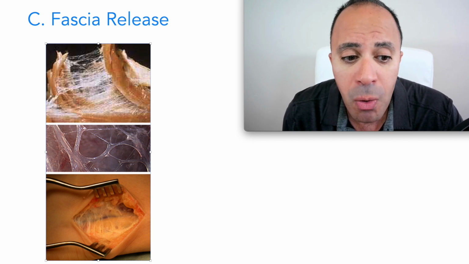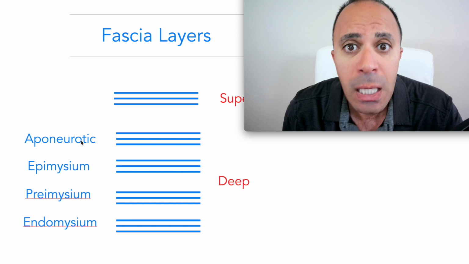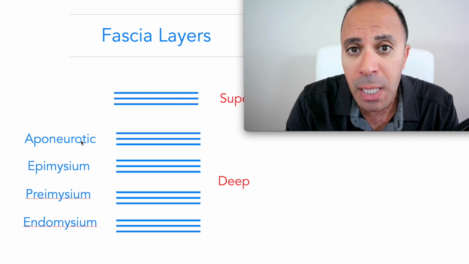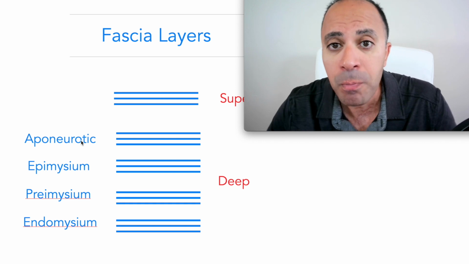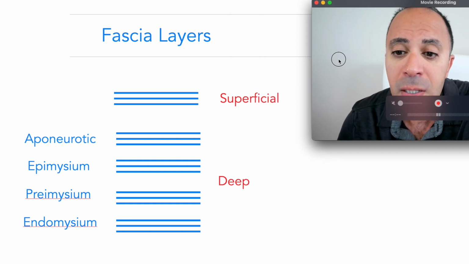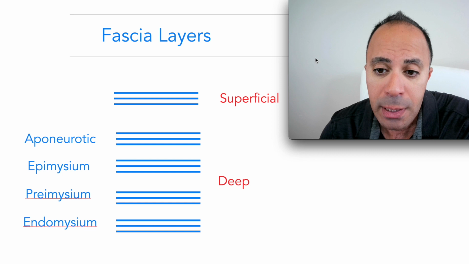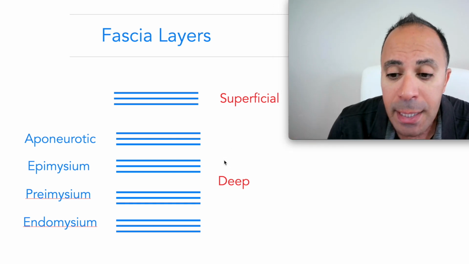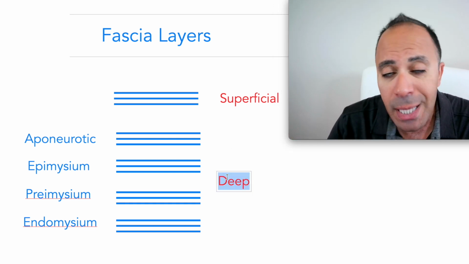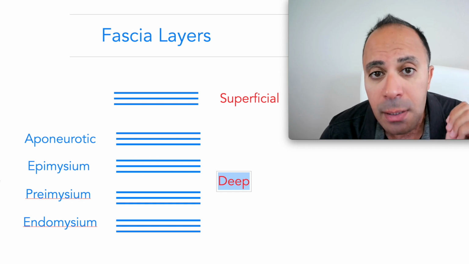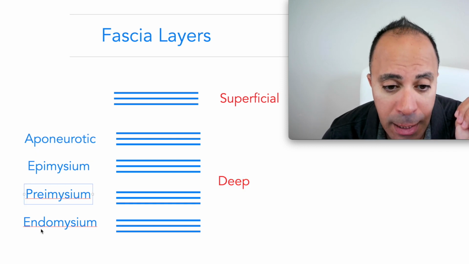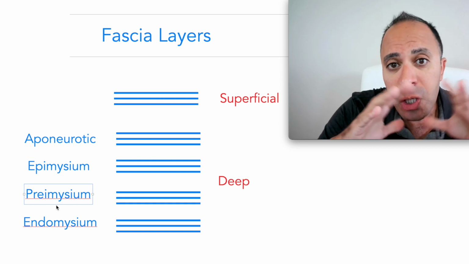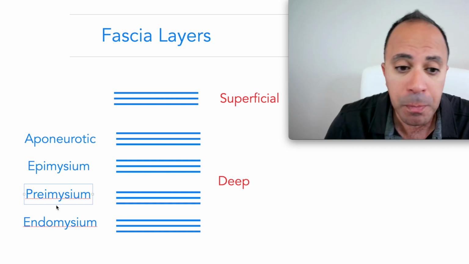I want you to go over some of this complexity to really appreciate the treatment and understand why we should address all the layers of the fascia. The fascia system is divided into 2 subcategories: superficial fascia and deep fascia layer. The deep fascia is actually divided into 4 subcategories: aponeurotic fascia, epimysium, perimysium, and endomysium. The aponeurotic fascia wraps a group of muscles.